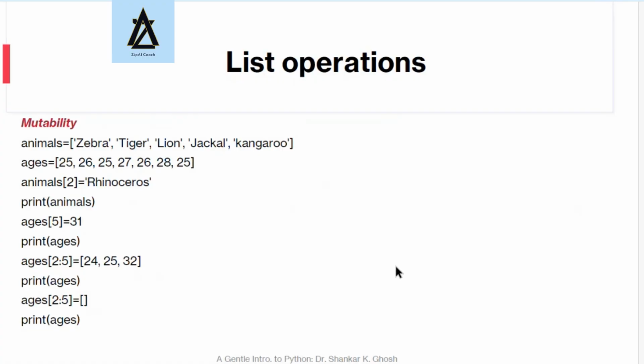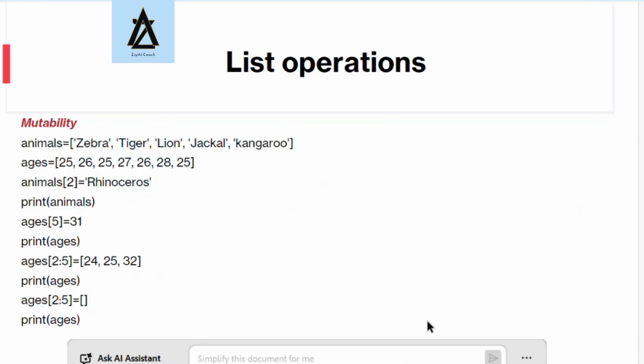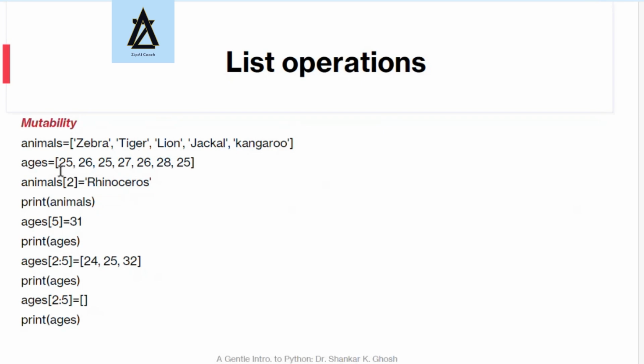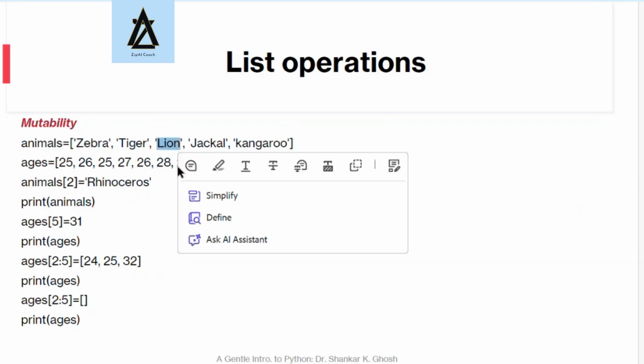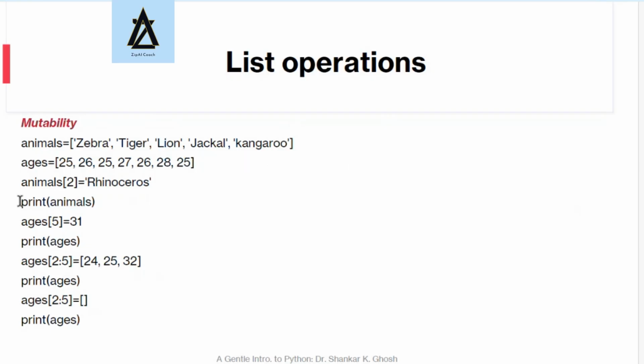Some of the list operations are listed here. One of the most important things is mutability. When you are running the program, you can mutate or change the list partially. For example, if this is the list and you write animals[2] equal to rhinoceros, then the second element will be replaced by rhinoceros. If you write print animals, the entire list will be printed.